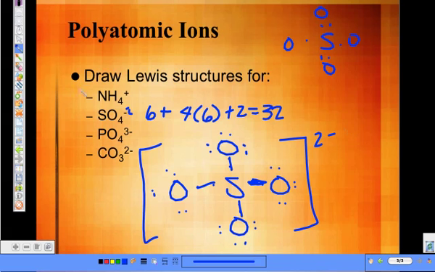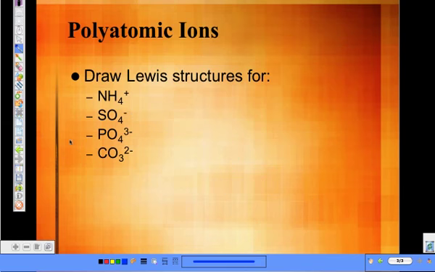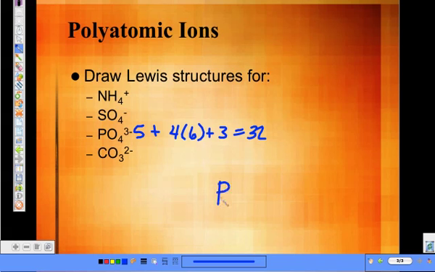PO4 3 minus. What does the 3 minus mean? Phosphorus has 5 valence electrons plus 4 times 6. We're going to add 3 this time. So we again have 32, right? 32. Phosphorus will be in the middle, with oxygens on each side.